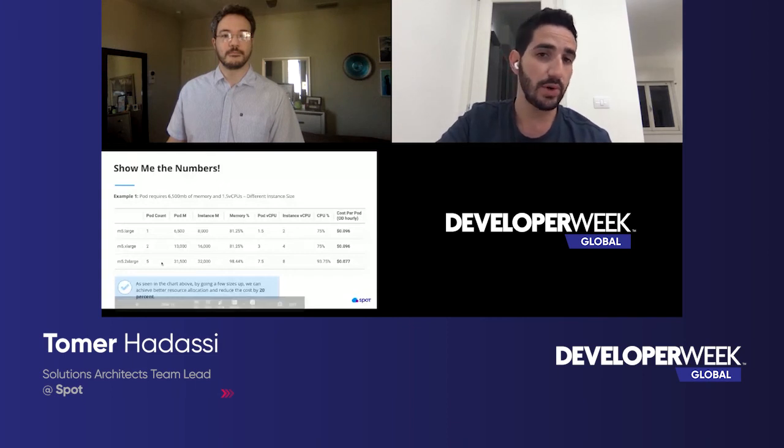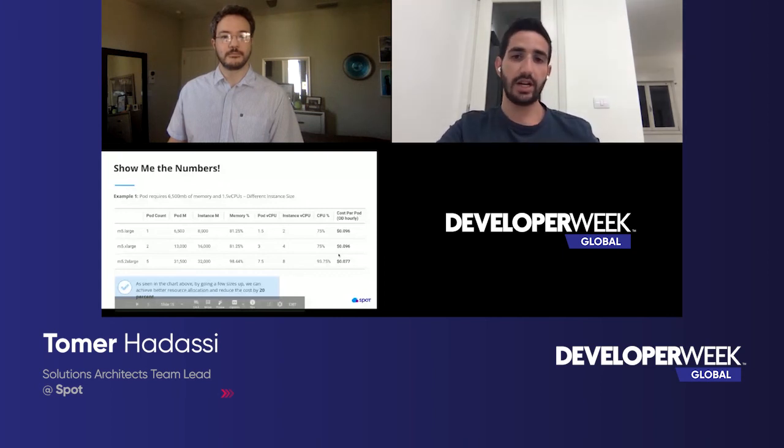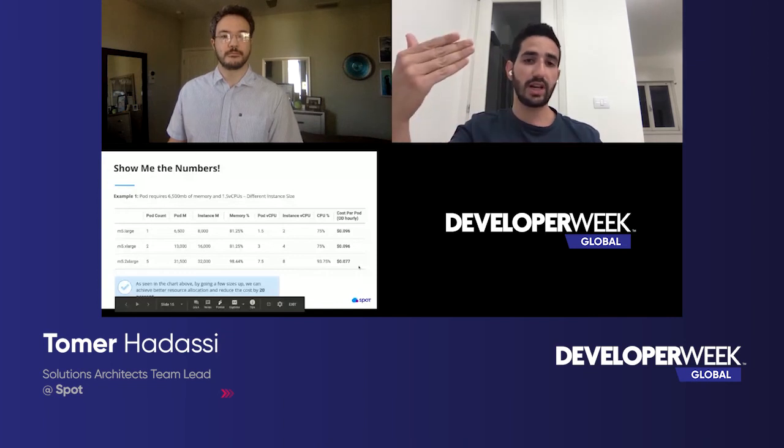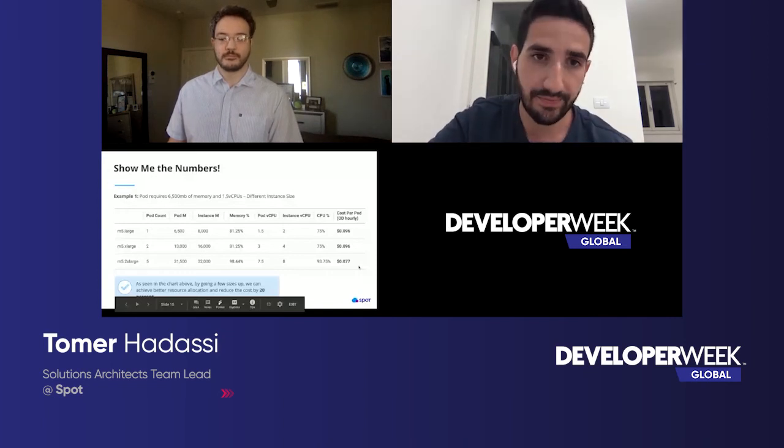Which means we're getting our memory allocation up from 81.25 to 0.44, and CPU from 75 to almost 94. Because of that, we're actually getting a single container to suddenly run for 7 cents an hour instead of 9.6. And we're getting about a 20% cost reduction for these containers. Just a machine that can impact them better.